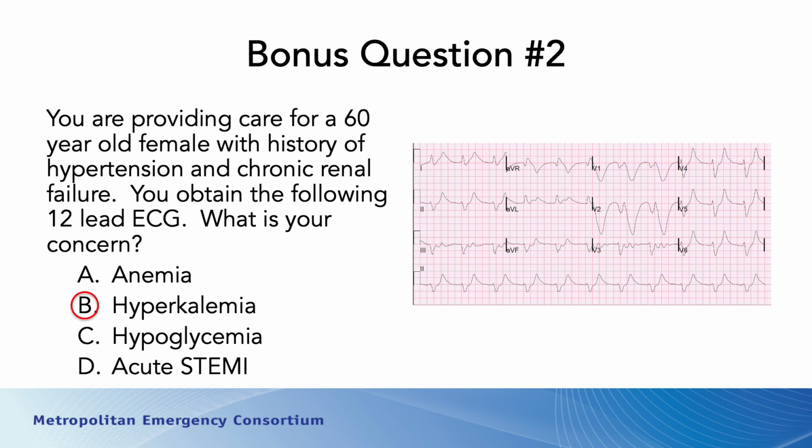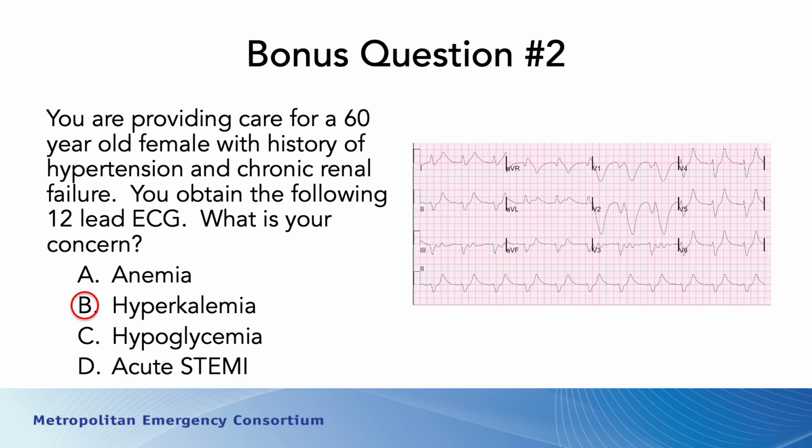Patients with chronic renal failure are likely to be anemic because of their chronic disease. They may have hypoglycemia if they're diabetic, but hypoglycemia is not going to give you significant EKG changes. This EKG to me doesn't look like a STEMI, but it's got really funky wide QRS durations. The T waves look funny, and if you look at V4, V5, and V6, the T waves look kind of peaked and tall. So for me, this patient has hyperkalemia until proven otherwise.